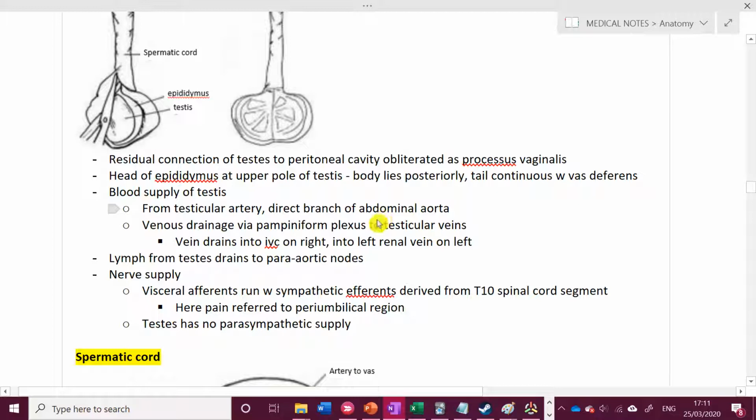The blood supply of the testis is from the testicular artery, which goes through the spermatic cord, a direct branch of the abdominal aorta. Venous drainage is via the pampiniform plexus to the testicular veins. The vein drains into the inferior vena cava on the right and into the left renal vein on the left, which is a common pattern we've seen because the inferior vena cava is on the right side of the midline.